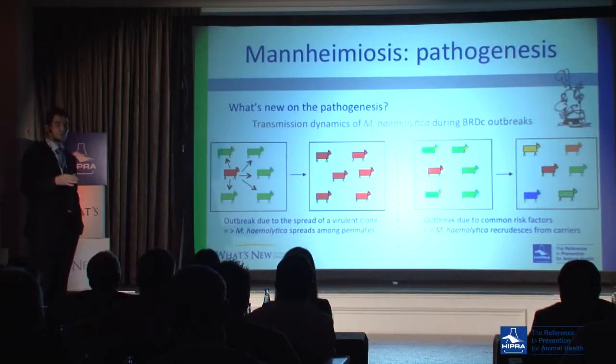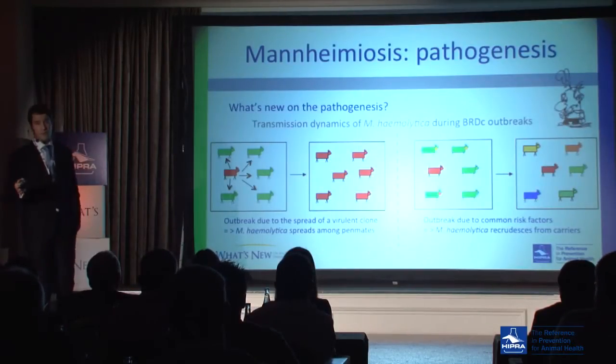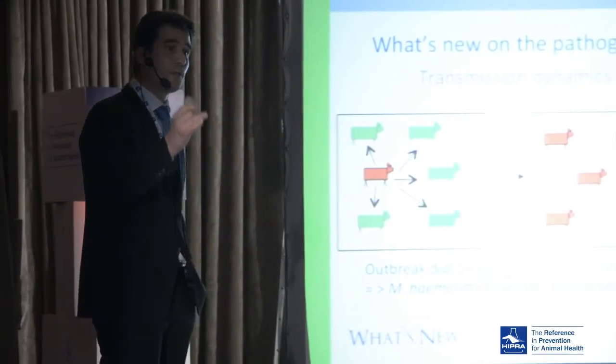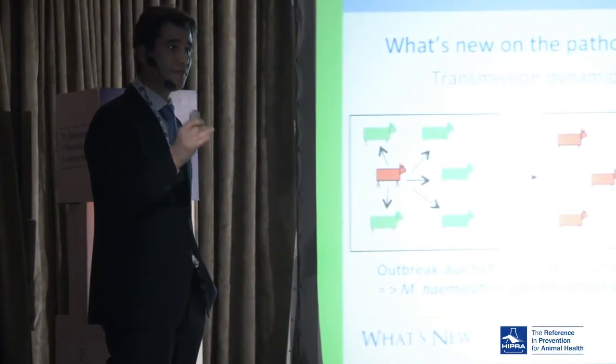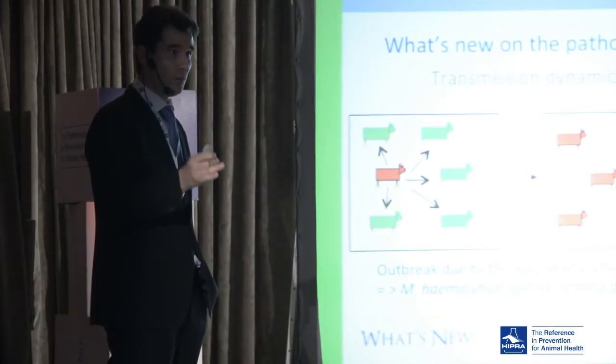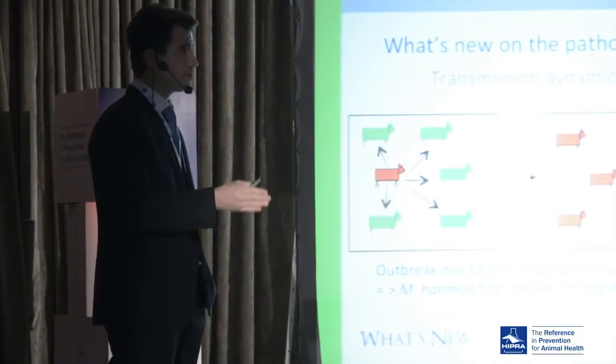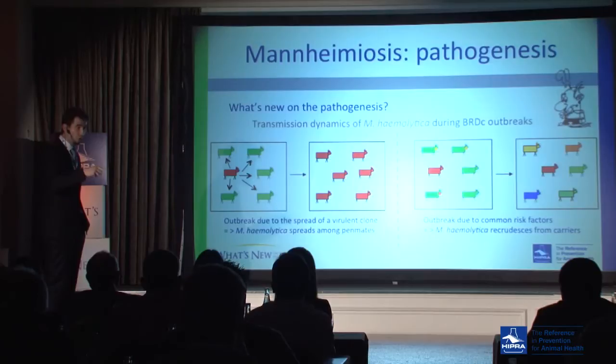So none of what we just discussed is new. Actually, you already know that for years. The new information concerns more the transmission dynamics of Mannheimia hemolytica during BRD outbreaks. Until recently, most researchers or clinicians were wondering if outbreaks of BRD associated with Mannheimia hemolytica were due to the spread of a highly virulent clone among cattle.